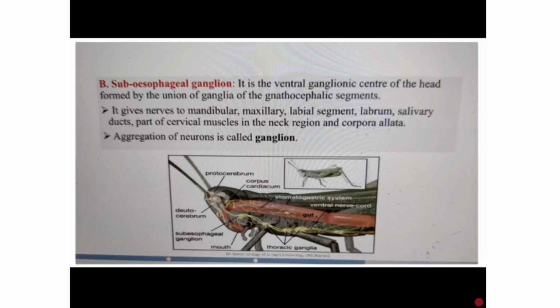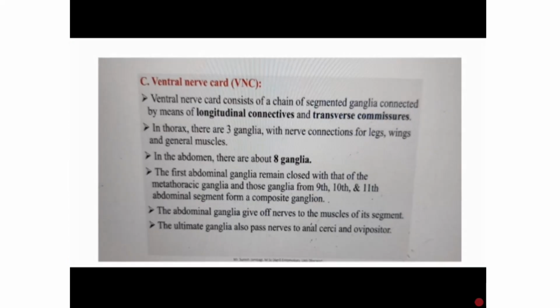Then coming next is the subesophageal ganglion, and it is the ventral ganglionic center of the head, formed by the union of ganglia of the gnathocephalic segments, and it gives nerves to the maxillary and labial segments, labrum, salivary ducts, parts of the cervical muscles in the neck region and corpora allata. Okay. Then the last part, the ventral nerve cord.